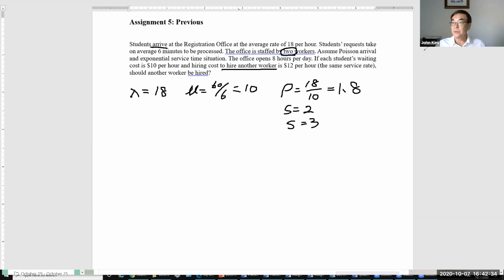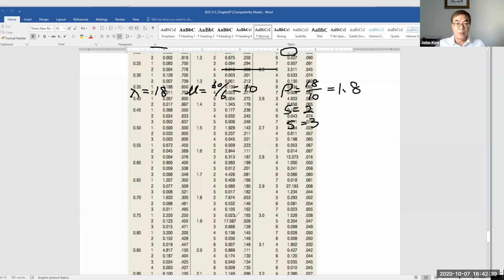From the chart, when rho, the utilization rate, is 1.8, with 2 workers, LQ is 7.6, and then LQ for 3 workers is 0.532.